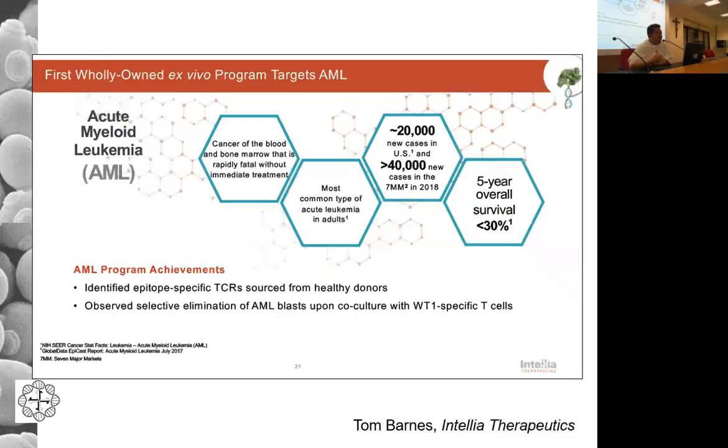Finally, this is their ex vivo program. They're attempting to correct acute myeloid leukemia. This has a very low survival rate, a 5-year overall survival of less than 30%. The idea is that we will correct the genetic defect in AML in order to cure patients of this cancer.